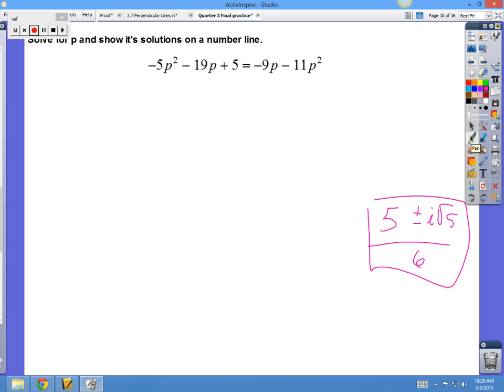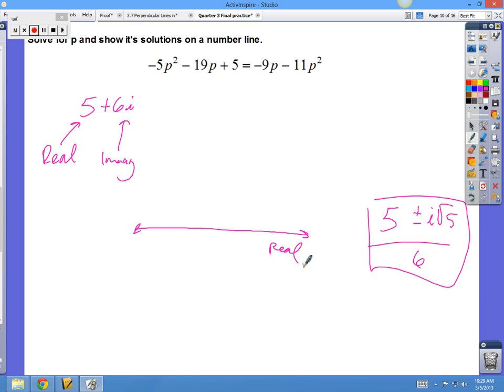An imaginary. How do you show an imaginary on a number line? Here's an easy one. If you have 5 plus 6i, this part is considered the real part, and this part is the imaginary. So on a number line, you'd make it look just like the coordinate plane. This number line would be the real, and your y-axis would be the imaginary.